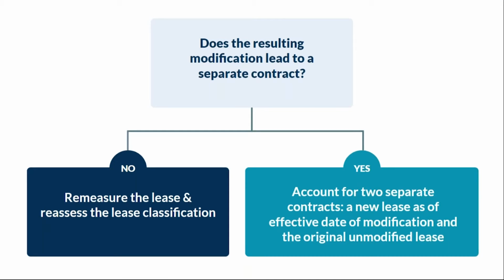Once you are aware you have a modification, first determine if the modified contract is in fact still a lease. Then determine whether the modification should be accounted for as two separate leases. A modification is accounted for as two separate leases when both of these following criteria are met. One, the lessee receives additional rights that weren't outlined in the original lease, and two, the payments increase proportionate to the standalone price of the additional asset rights, adjusted for any circumstances of the particular contract.